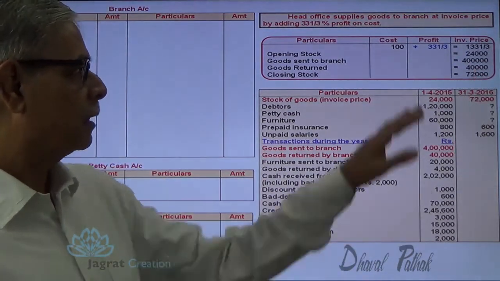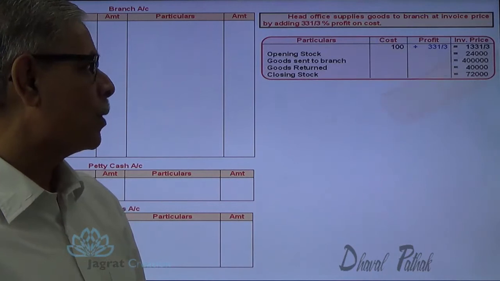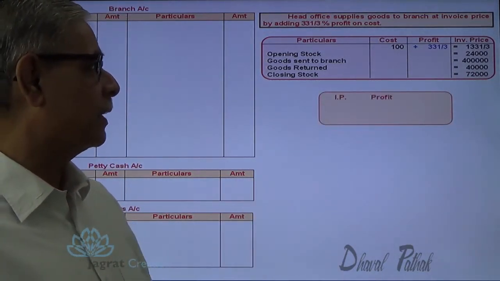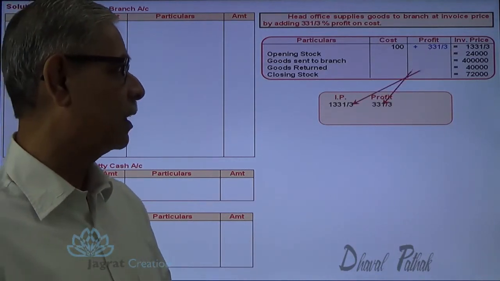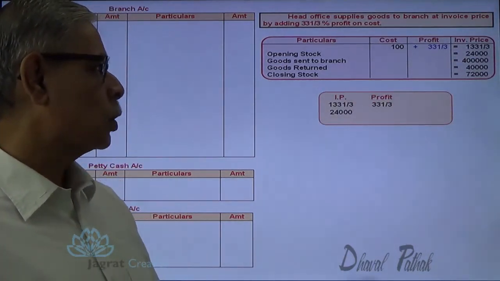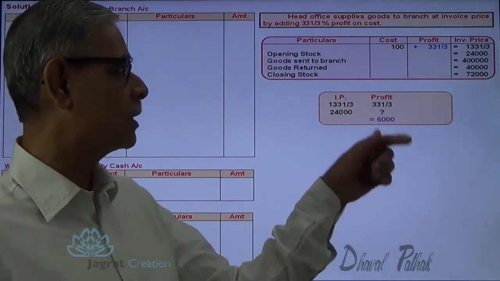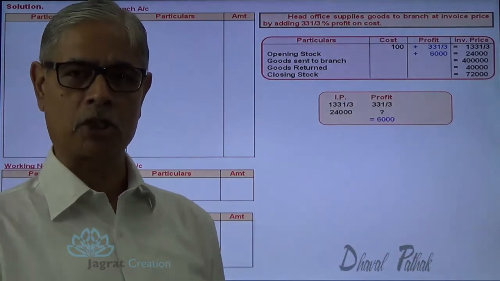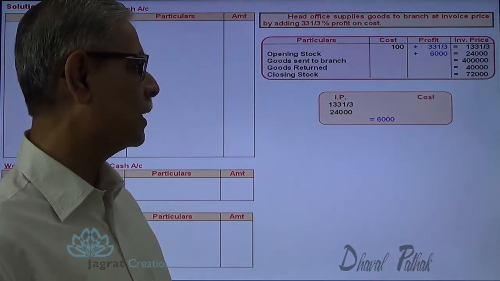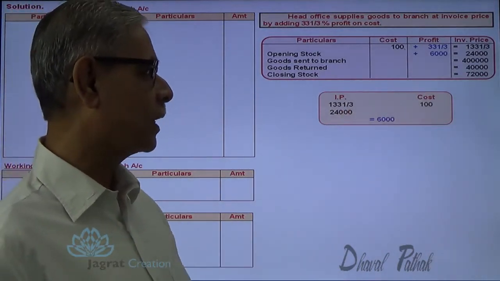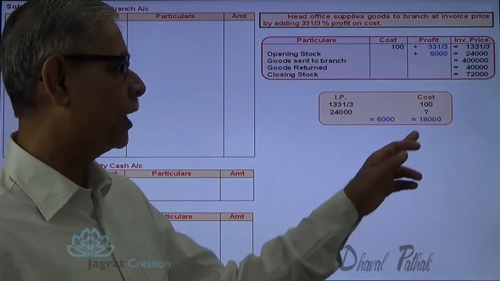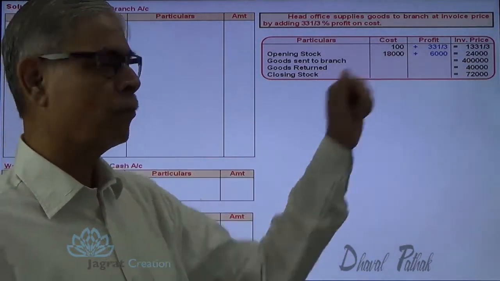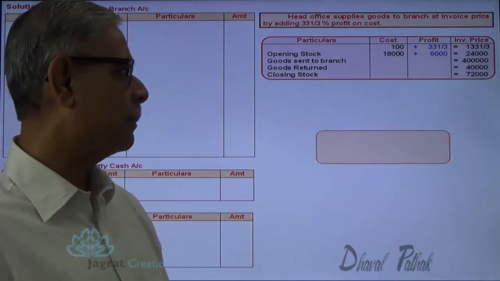But let me explain with more details by ratio and proportion. If 133 and 1/3 is the invoice price, then profit is 33 and 1/3. How much for 24,000? So 1/4 of 24,000 is the profit element. So 6,000 is the profit element. So 24,000 minus 6,000, you will get the cost element. But let me work out: 133 and 1/3 is the invoice price and 100 is the cost. How much for 24,000? It works out to be 3/4 of 24,000, which is 18,000 as the cost. Same way, 4 lakhs into 1/4 is 1 lakh. But let me work out.